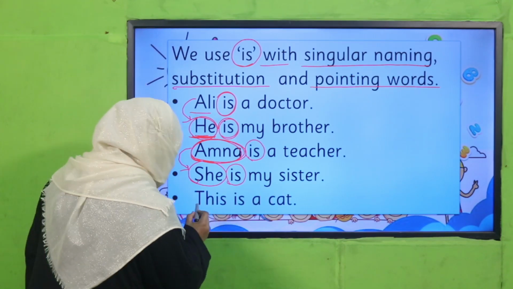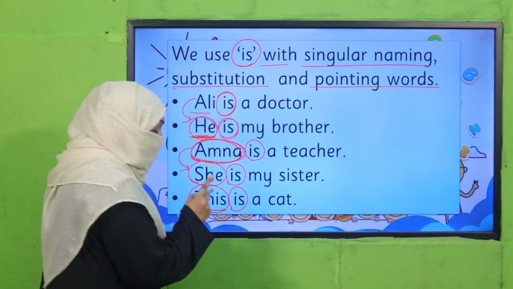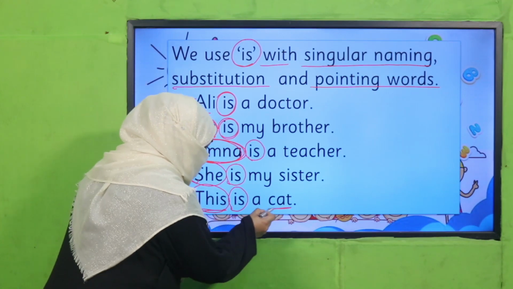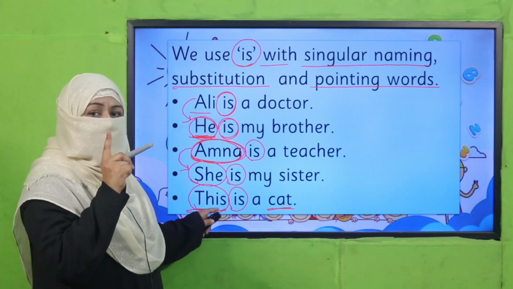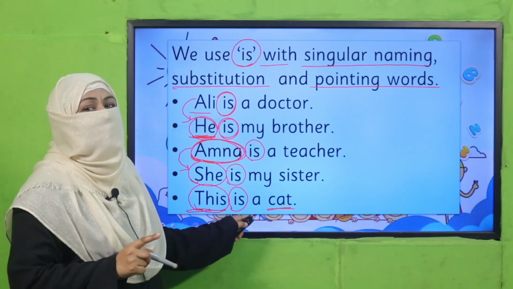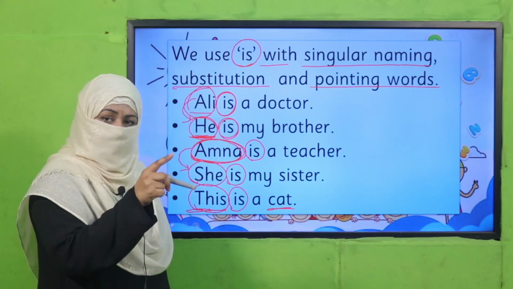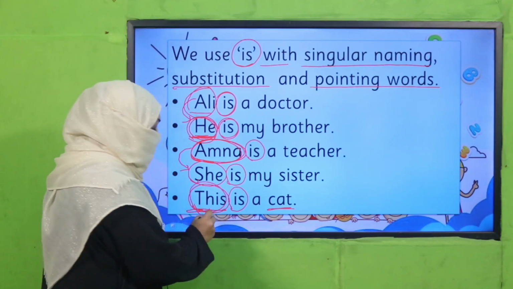Okay. This is a car. This is a pointing word for one thing. Remember, we have studied it. So whenever there is one thing, this or that, we use is with it. So this is how we use is with the singular naming word, with singular substitution word and singular pointing word.